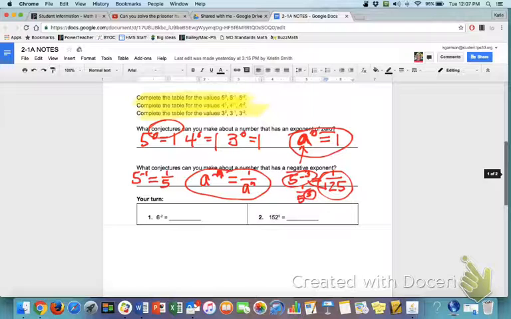Okay, for the last part, I really want you to try it on your own. 6 to the negative 2, and then 152 to the 0. If you absolutely still don't get it after these notes, you can continue watching the video and it will talk you through it, but I would like everyone's goal to be to pause the video and try the your turns on your own.